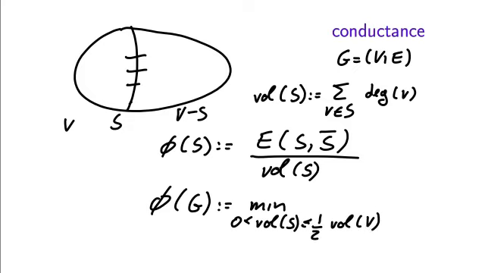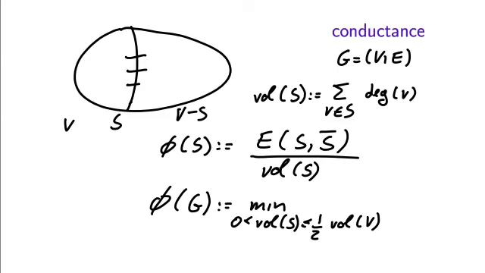In terms of interpretations of this quantity, they are pretty similar to the ones that we gave for expansion. For a set S, the volume of S is a trivial upper bound to how many edges we need to remove from the graph in order to disconnect S from the rest of the graph. And so here we're looking at how much better than this trivial upper bound we can do if our goal is to separate S from the rest of the graph.